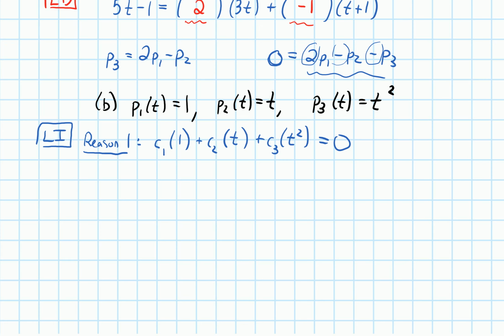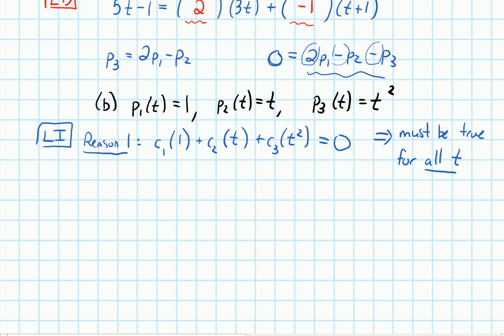So I want to know what values of C1, C2, and C3 are going to make the two sides of this equation equal. And they need to be equal for all values of t, no matter what I plug in for t. So this must be true. We want this to be true for all t. That's really important. So this is a polynomial equation. It's got to be true for all values of t.